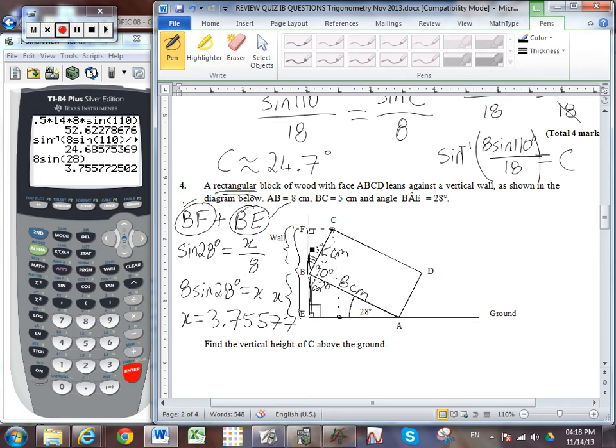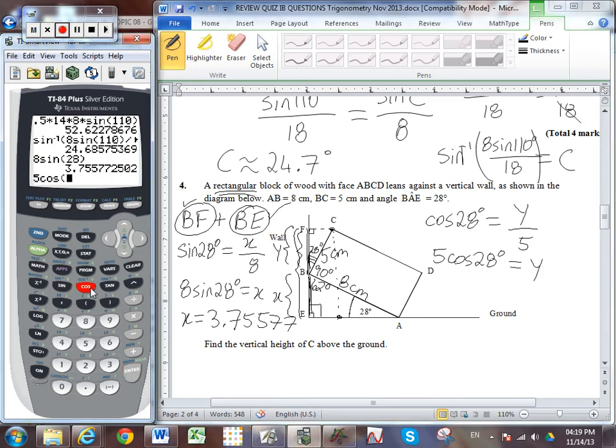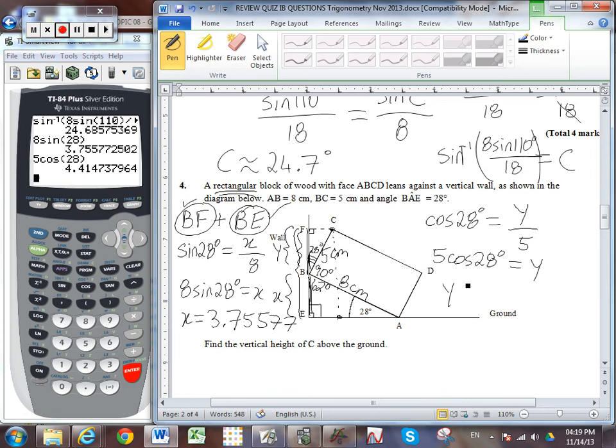And so relative to this angle of 28 degrees, I need to find its adjacent side, which I'll call y, and I've been given its hypotenuse. Adjacent to hypotenuse are related by cosine. So the cosine of that 28 degrees is equal to adjacent over hypotenuse. Let's bring the 5 up to the other side, and then we'll be able to solve for y. So 5 times the cosine of 28 gives us 4.41474.